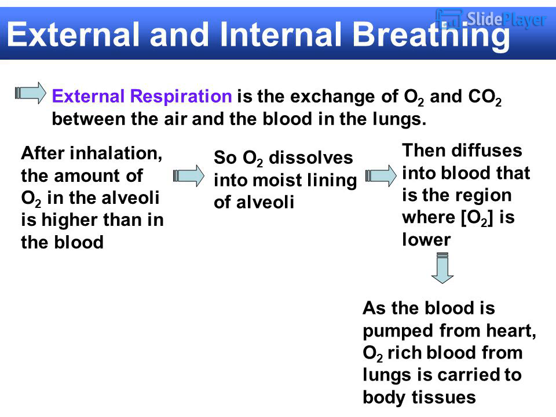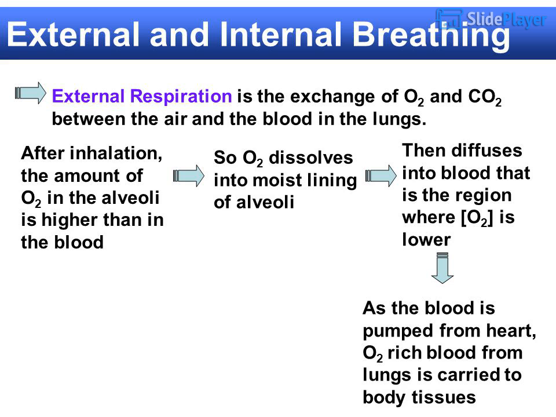External and internal breathing. External respiration is the exchange of O2 and CO2 between the air and the blood in the lungs. After inhalation, the amount of O2 in the alveoli is higher than in the blood. Then O2 diffuses into the blood, the region where O2 is lower. So O2 dissolves into the moist lining of the alveoli.